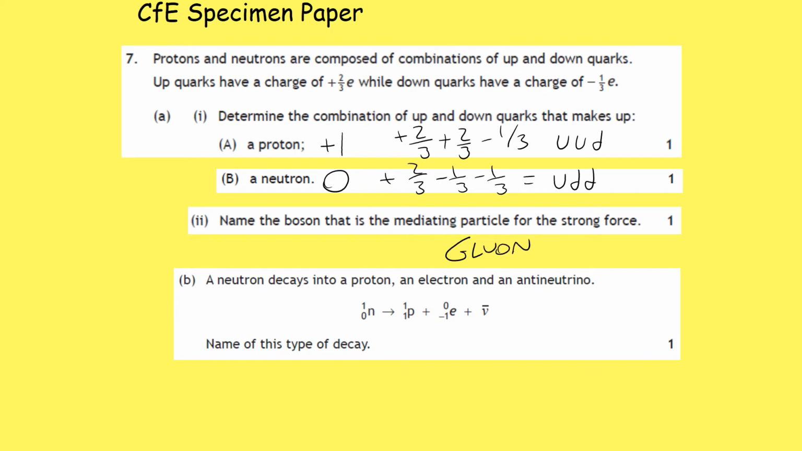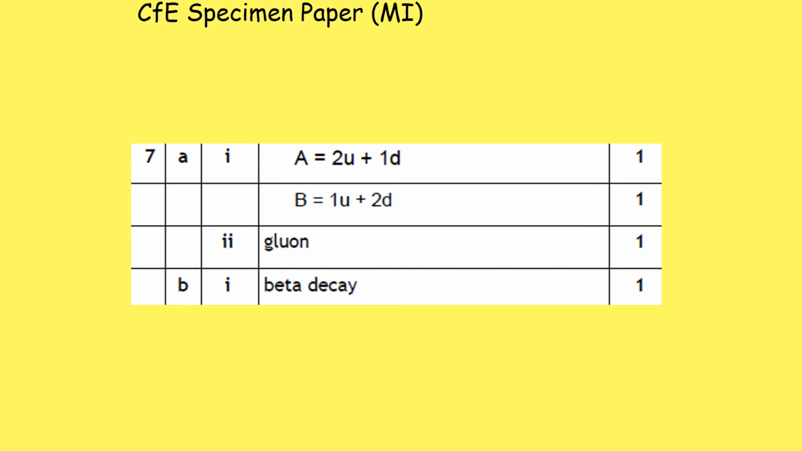A neutron decays into a proton, an electron, and an antineutrino, as shown here. Name this type of decay. That's just knowledge. That is beta decay. And remember, beta decay was the experimental evidence to prove the existence of the neutrino. And here are the marking instructions from the SQA.